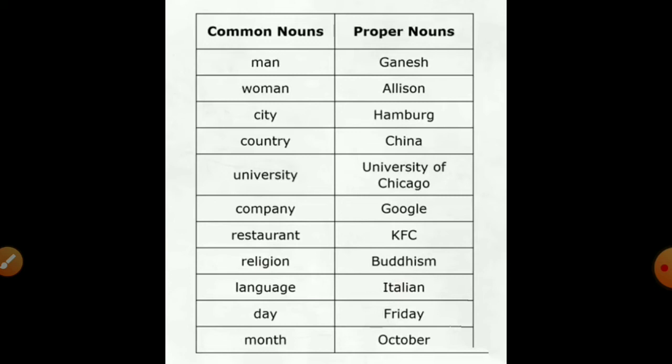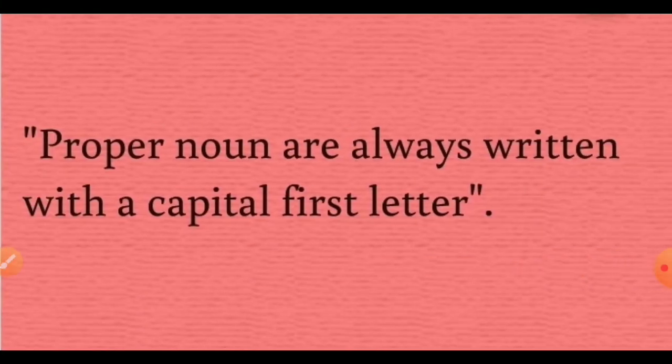Okay, there are more examples here, but I want you to focus on the last two, day and month. With the days of the week from Sunday to Saturday, we always write them with the first letter capital because they are proper nouns. And it's the same thing for the months as well. From January to December, all months are written with a capital first letter. So don't forget this rule. Proper nouns always start with a capital letter, right?